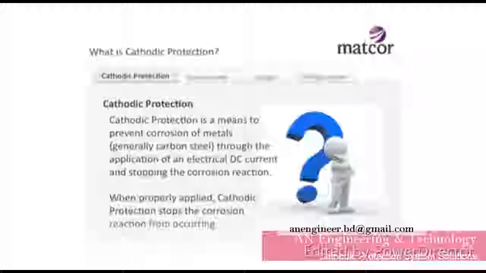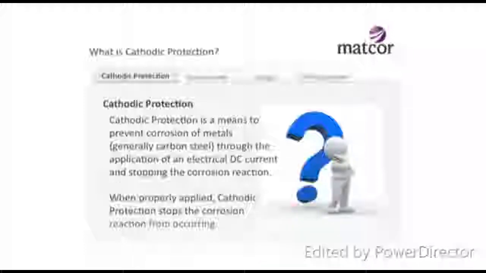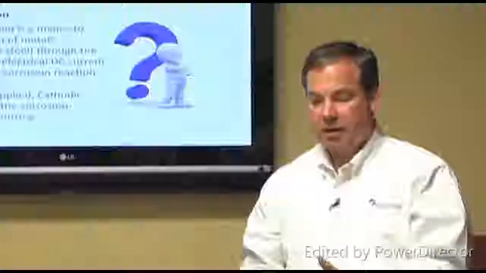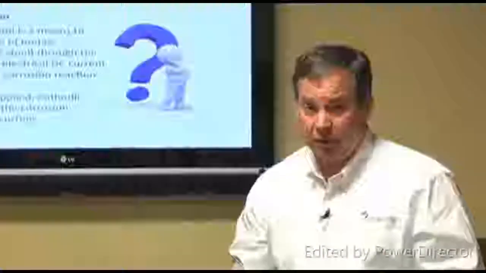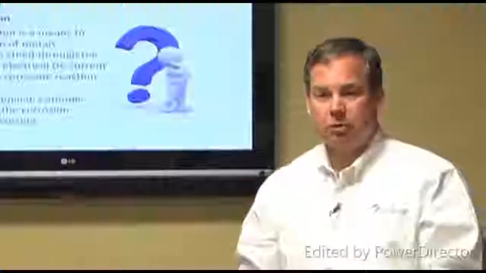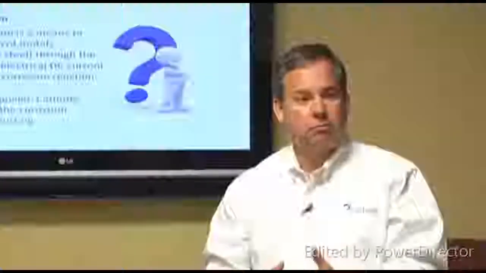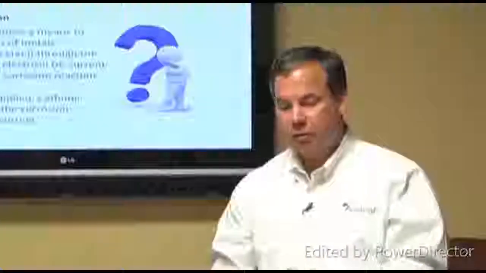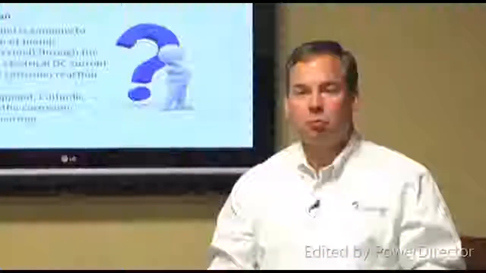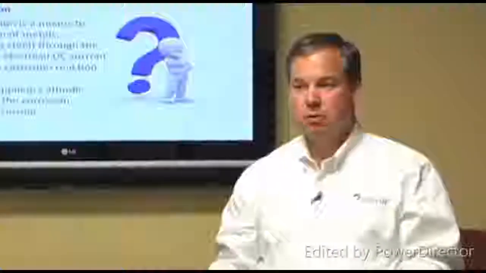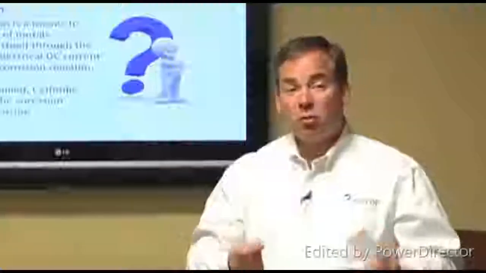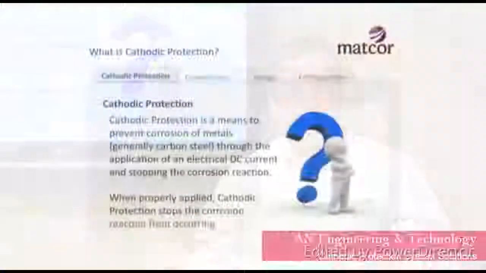it works. And quite simply, the definition of cathodic protection is it's a means to prevent corrosion of metals. Okay? It's not the only means to prevent corrosion, but it's a means to prevent corrosion. And it's a means to prevent corrosion of metals by using electrical current. Okay? And if we can use electrical DC current properly applied, it will stop the corrosion reaction completely. So if cathodic protection is done correctly, it will completely stop corrosion.